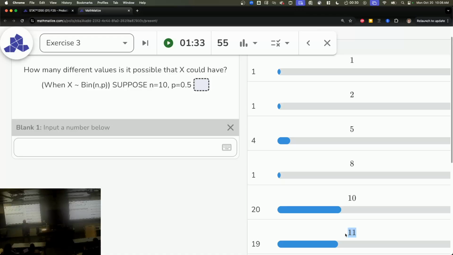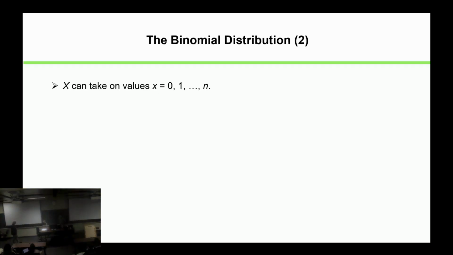I guess if we go back to the board over here, the binomial distribution, x can take on the values starting at 0, because you could have 0 successes, or you could have all the way up to n successes, and that extra 0 means there's n plus 1, not just n. Very good moment.